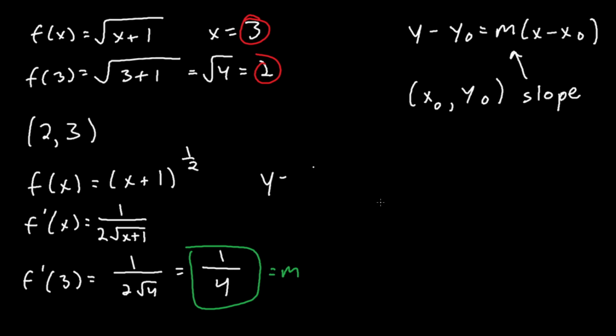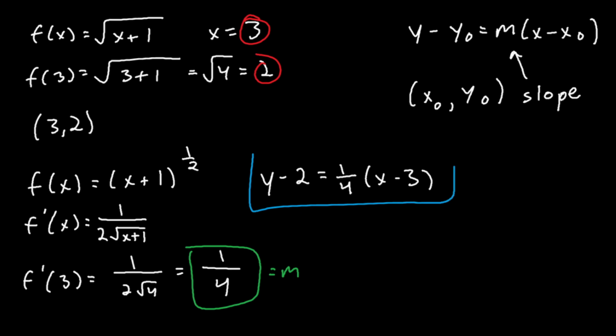Therefore, we can write our point slope form now. y minus y null, okay, I wrote this point wrong. Our figured out value of y is 2, right? That's the value of your function at x equals 3. Your slope is 1/4, and your x null value is 3.